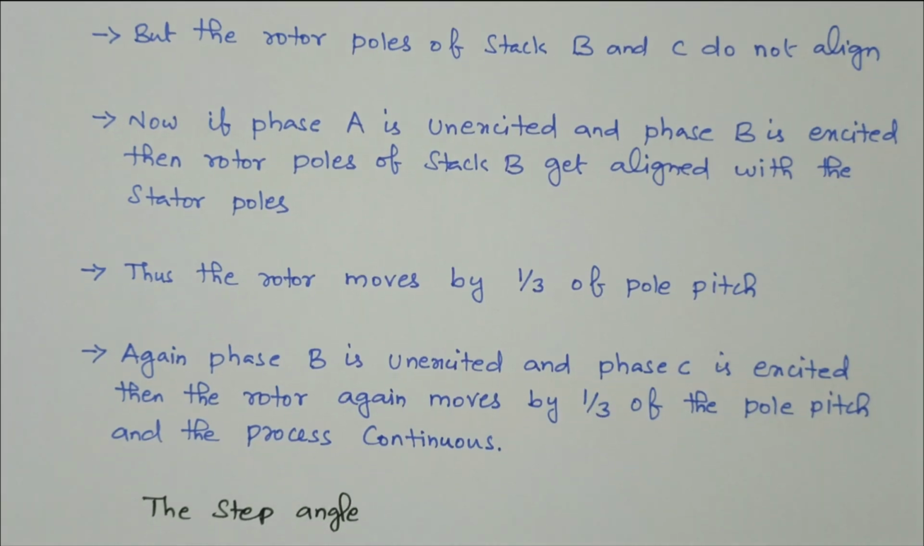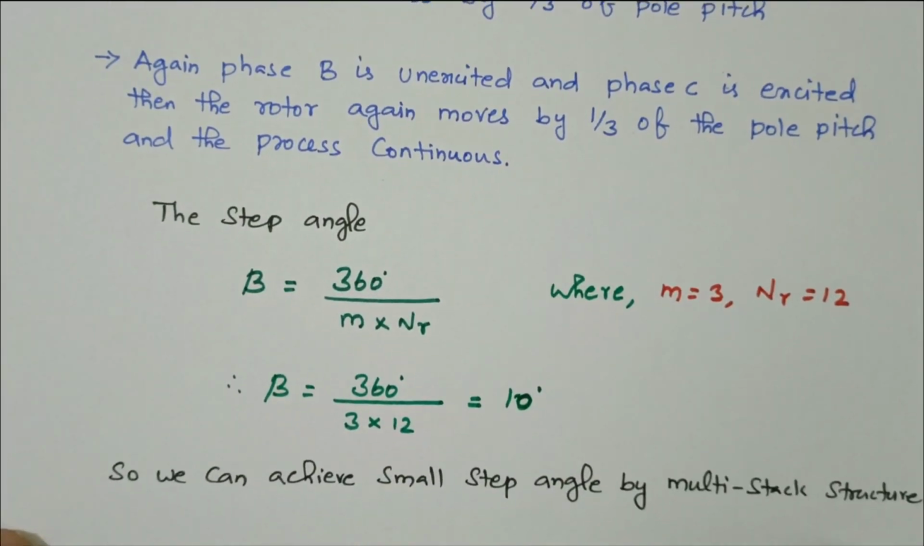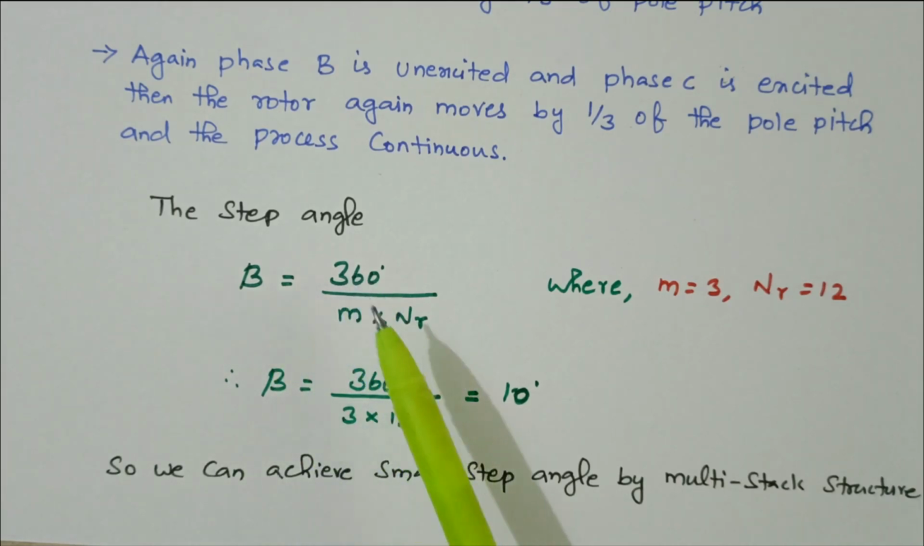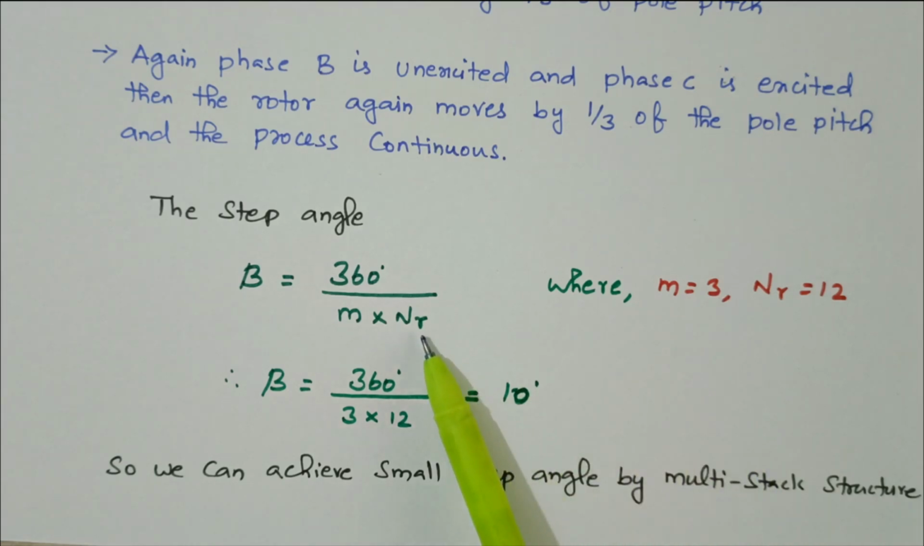Now we'll see the formula for step angle. We know that beta equals 360 degrees divided by m times Nr. Here m is 3, the phases available. Rotor poles are 12. So beta equals 360 divided by 3 times 12, that is 10 degrees. So we can achieve a small step angle by the multi-stack structure. 10 degrees is possible in this 3 stack A, B, C. So a small step angle is possible in this multi-stack structure.